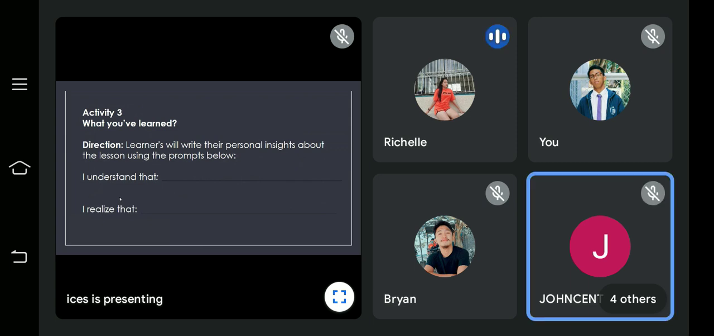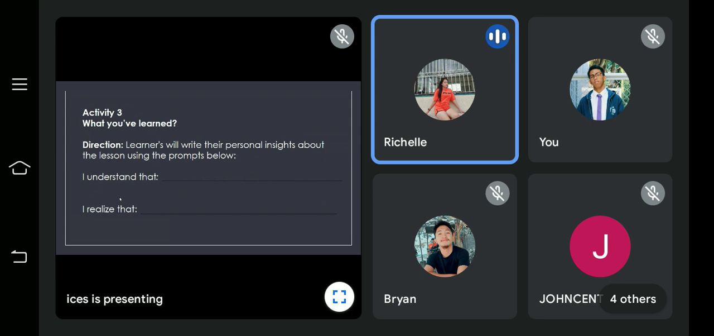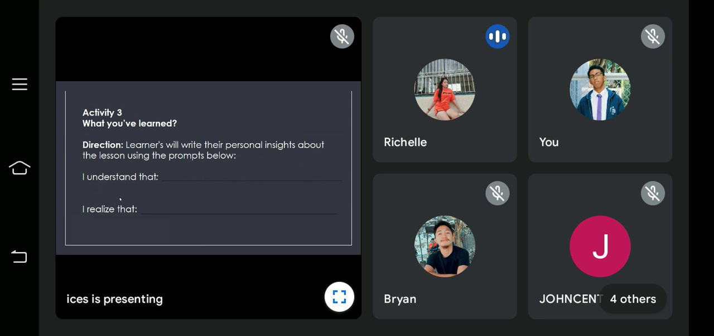Yes po. Alright, so in our Activity 3 entitled What You Have Learned, the learners will write their personal insight about the lesson using the prompts below. The prompts are: I understand that, where you will supply your understanding or learnings from the text we have discussed. And I realized that, your realizations and what you were able to discover after reading the said text or the poem This Isn't Normal by Richel Gustilo. I'm giving you only 5 minutes again to answer this and we will be done with our lesson for today.